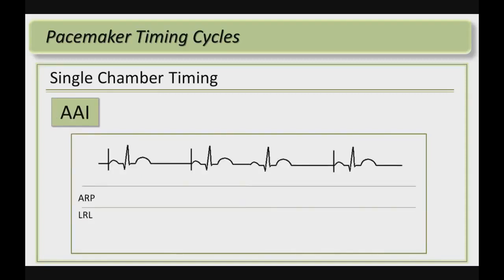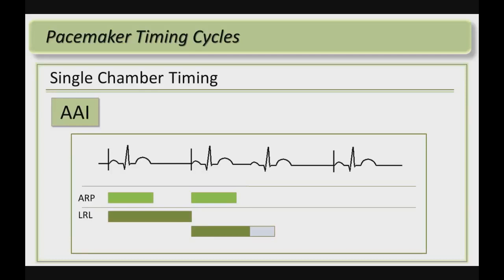AAI pacing. With AAI pacing, we have two timers, the atrial refractory period and the lower rate limit. First, we see an atrial pace, which starts our two timers. The atrial refractory period starts to cover up any events that we don't want to see, such as the QRS or maybe even the T wave. The lower rate limit starts, telling us when we need to pace in the atrium again. The lower rate limit times out, and therefore we atrial pace, starting our timers once again.